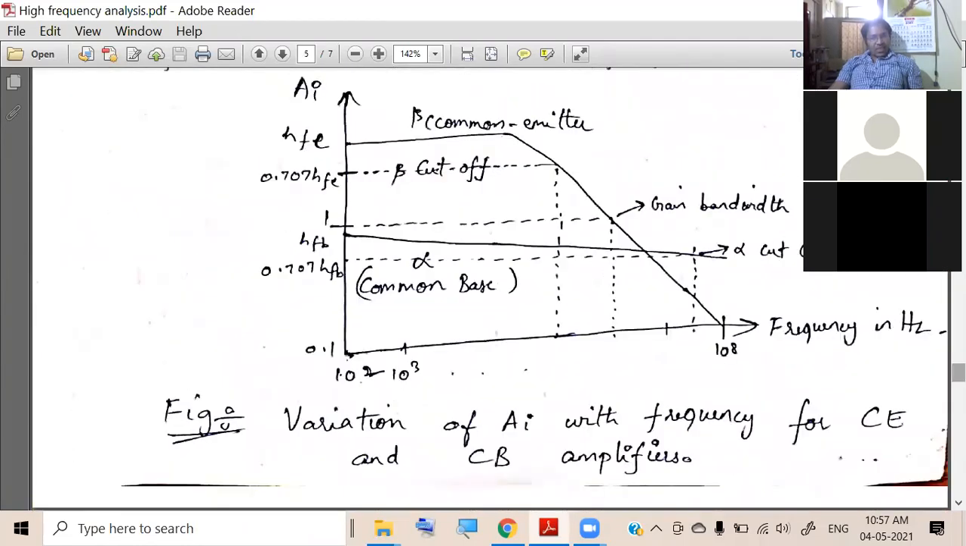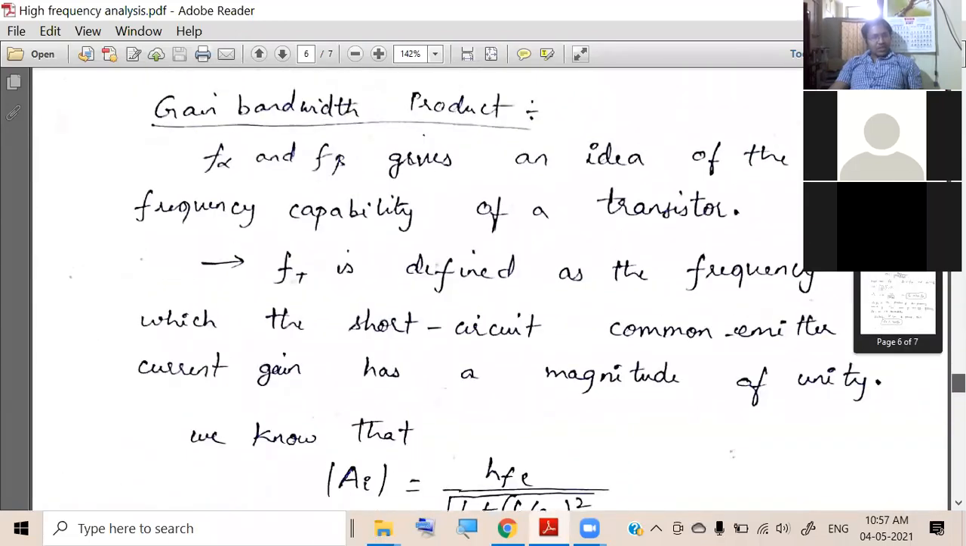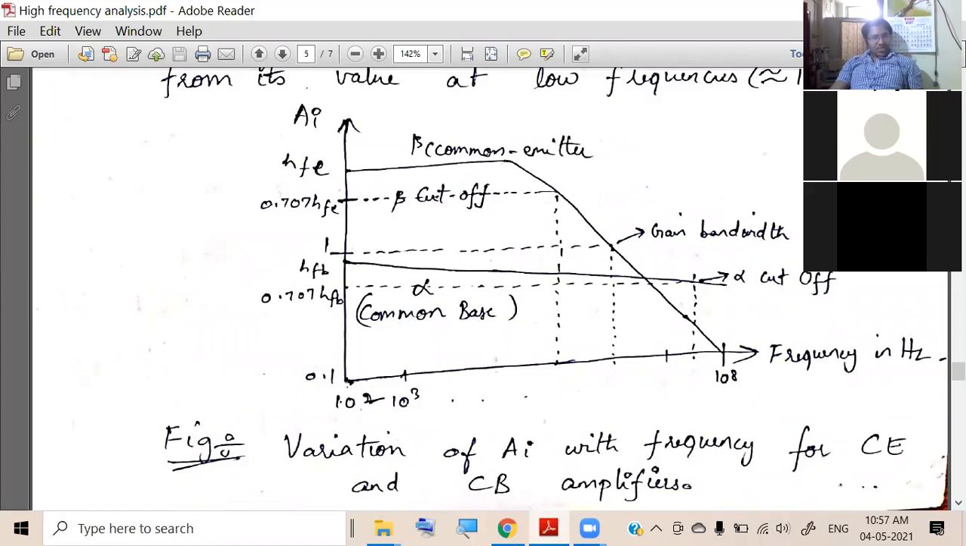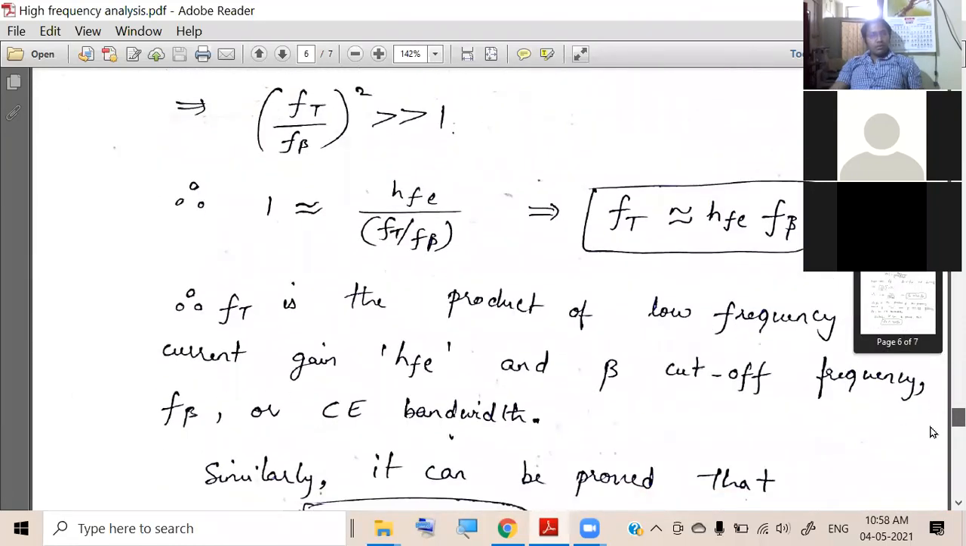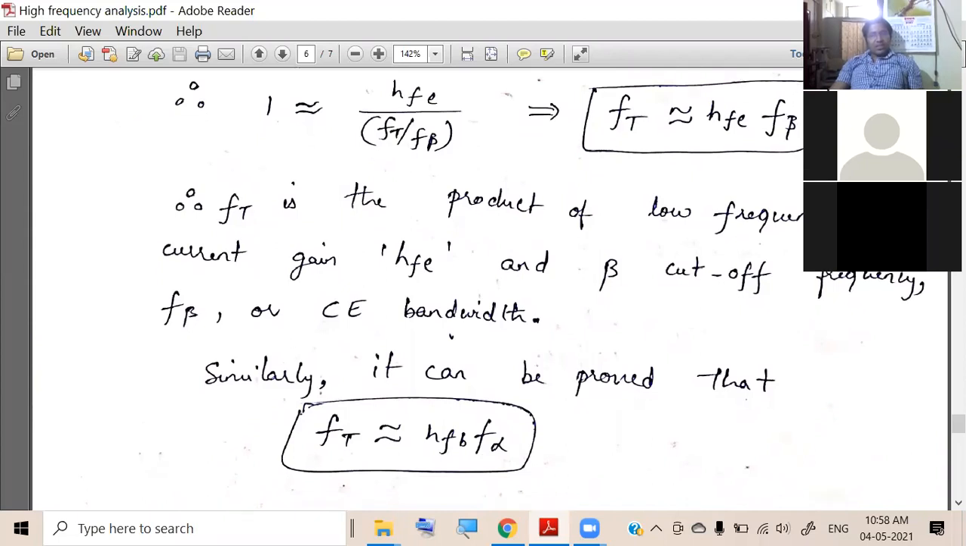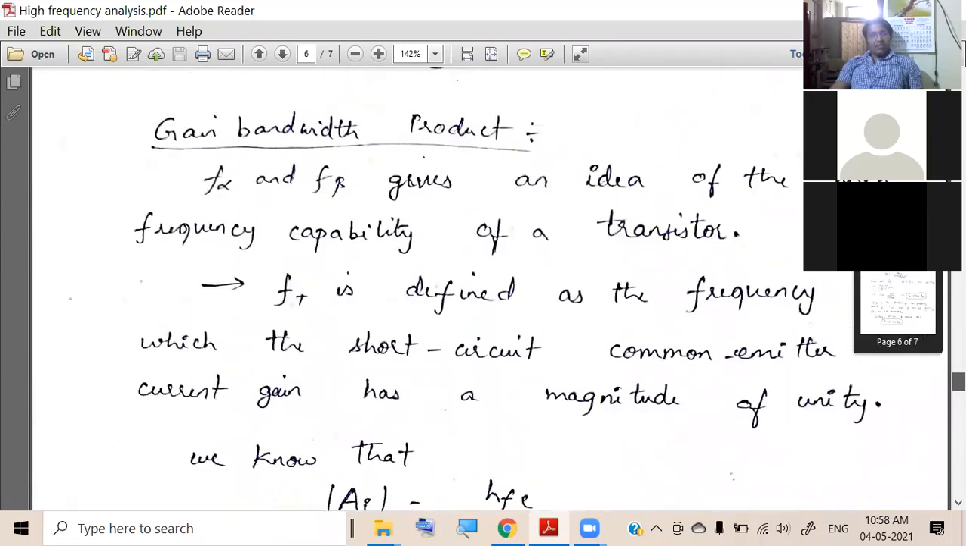Now usually bandwidth is higher cutoff frequency minus lower cutoff frequency. If you look at the typical values, I will show you the typical values of f beta. Usually the lower cutoff frequency will be very small compared to the higher cutoff frequency. So we can approximate the bandwidth as the upper cutoff frequency. F beta we can call the CE bandwidth. So ft is nothing but the gain bandwidth product. That is why the heading is gain bandwidth product.